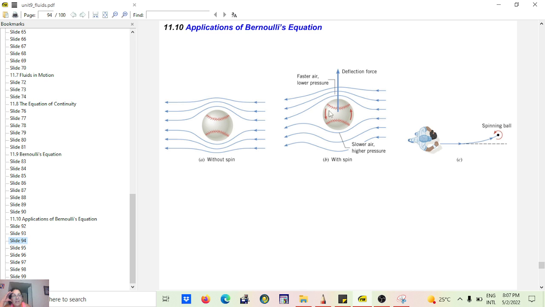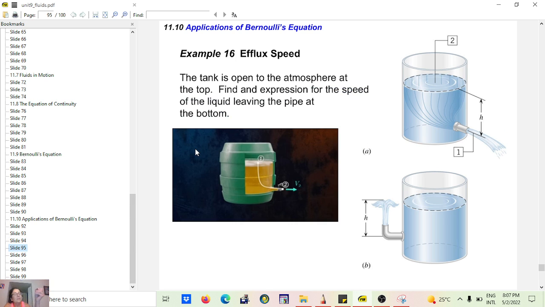You can also explain the spinning ball and curving ball. So here, if you make a ball spin, what's going to happen? Here it's going to be faster air, slower air. Faster air means low pressure, slower air means high pressure. So the ball is going to be deflected in this direction. Okay. So this is another application, and we have seen that before.